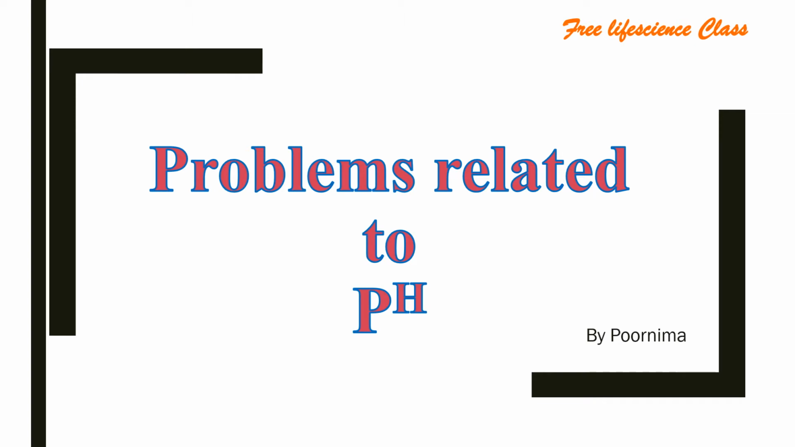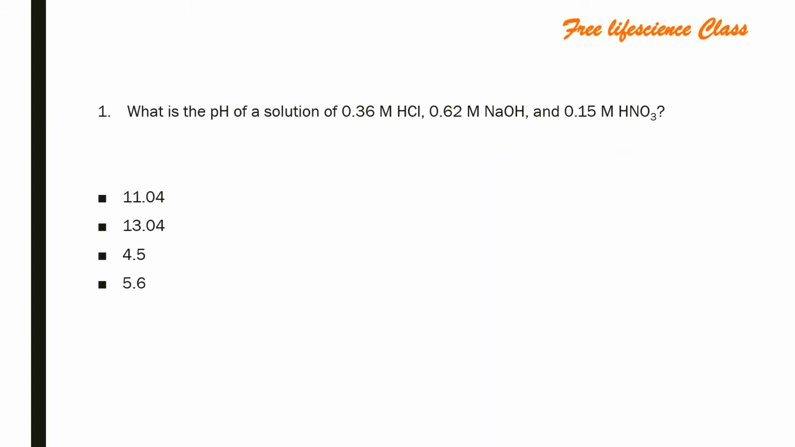Okay, moving into the first question. What is the pH of a solution of 0.36 molar HCl, 0.62 molar NaOH and 0.15 molar HNO3? So, how to solve this question? How to find the pH of a solution?